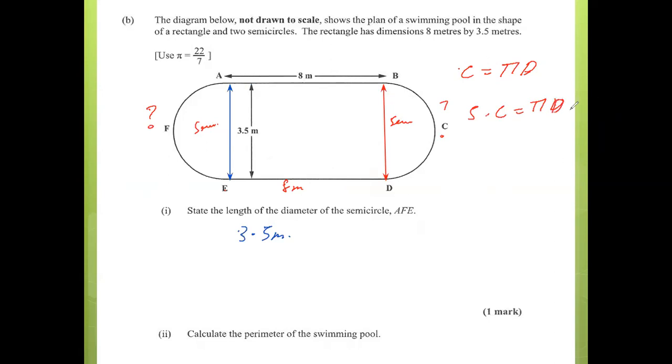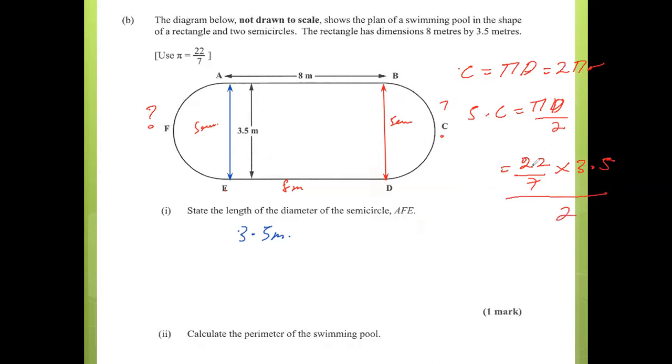Pi d over 2. Now remember that another formula for this is 2 pi r, right? But why am I not going to 2 pi r? Because they already gave me the diameter. Are you seeing that? They gave me the diameter 3.5. So I'd rather use pi d instead of 2 pi r. So pi should be 22 over 7. I'll put 22 over 7 times the diameter, which is 3.5, and then divide whatever I get by 2.